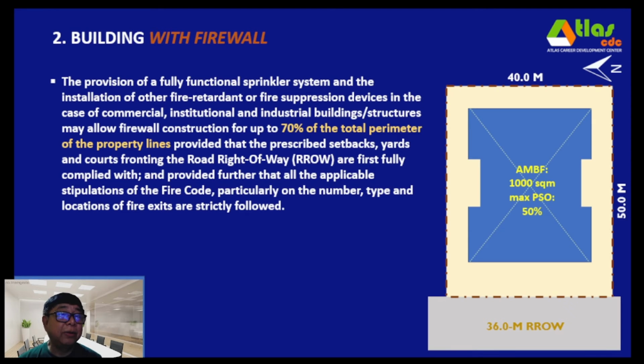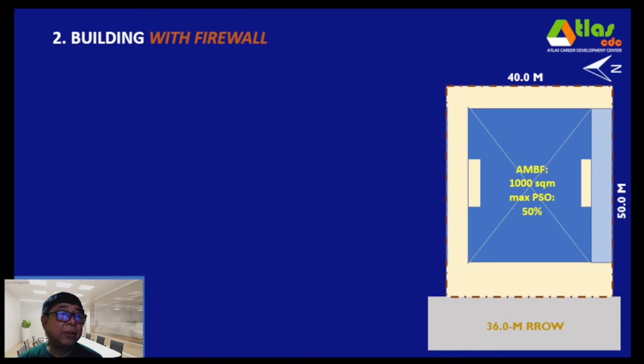So therefore, if we are to provide a firewall here, let us check the maximum firewall length. If we are to provide a firewall there, we are not sure how much the additional area will be, because the setbacks here are not defined, because our AMBF and the maximum PSO here are not based on the minimum setbacks. So therefore, it will be difficult to determine what this additional area will be.